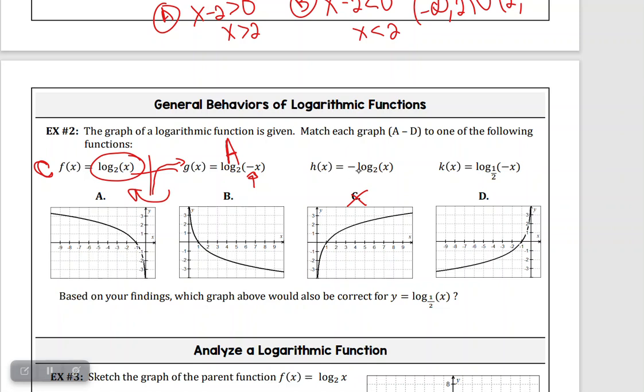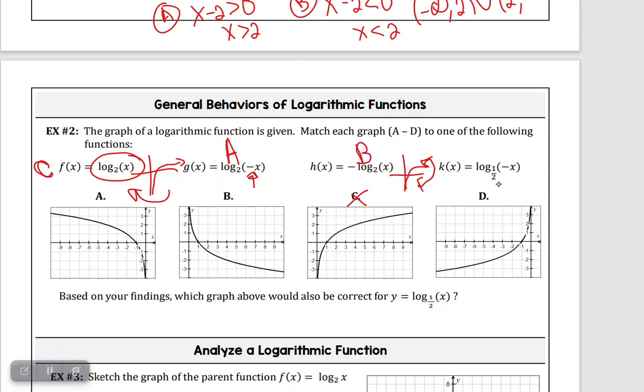Over here, again, this is affecting the y values. The y values go from positive to negative. So again, think about that stereotypical graph right here. And now the y values change. When the y values change, it flips this way. So it's going to reflect over the x-axis, which would be B.